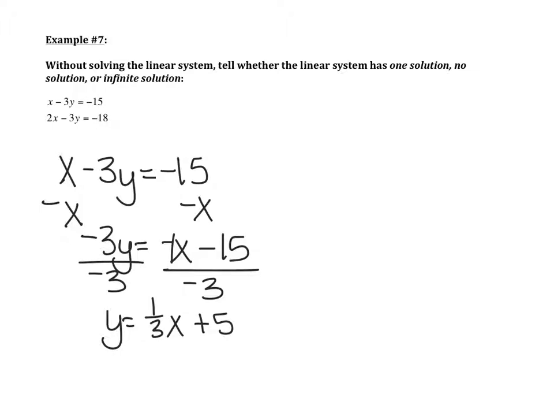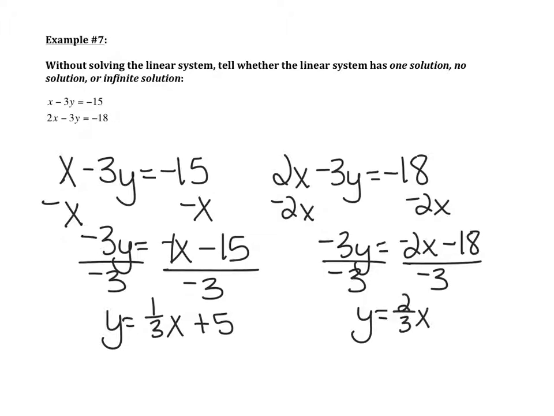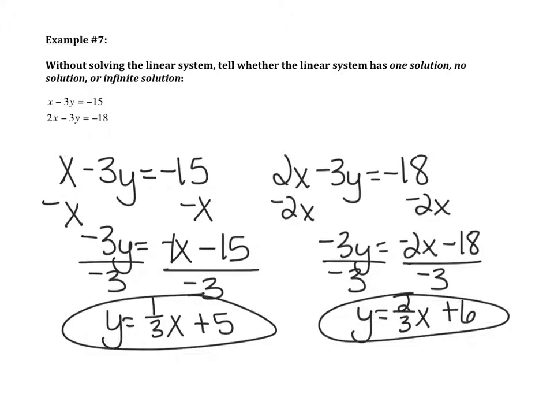So I'll take our second equation, 2x minus 3y equals negative 18. First thing I'll do is subtract 2x. So I have negative 3y equals negative 2x minus 18. Divide both sides by negative 3. So I got y equals negative 2 divided by negative 3 is positive 2/3, and negative 18 divided by negative 3 is positive 6. So comparing these two equations, they have different slopes and different y-intercepts, so that just means that these two equations will run into each other, and there would be one solution.